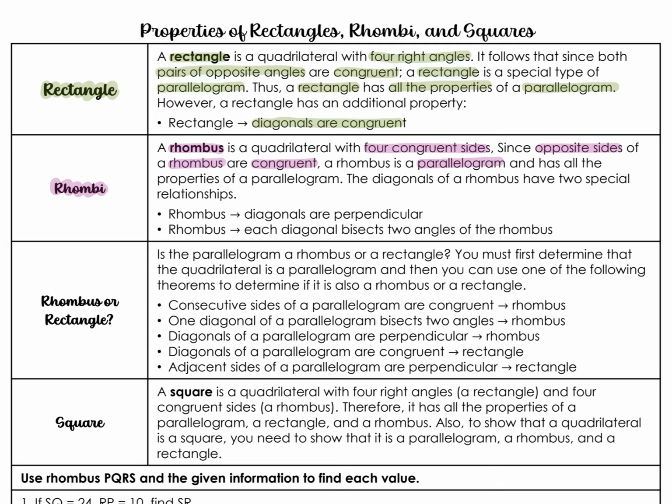The diagonals of a rhombus have 2 special relationships. The first one is that the diagonals are perpendicular to each other. And then the second is that each diagonal bisects the 2 angles of the rhombus.